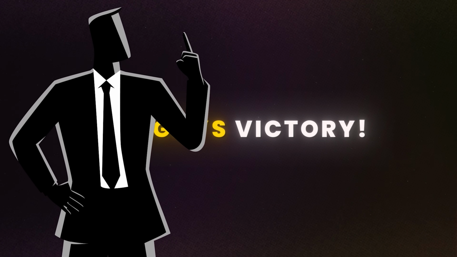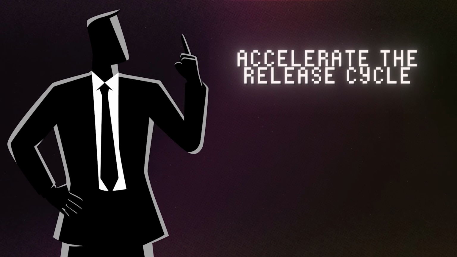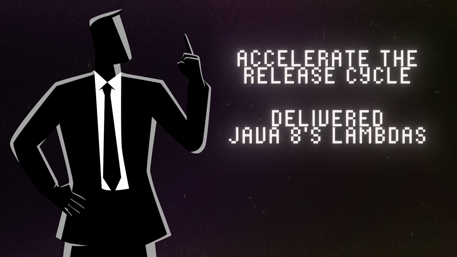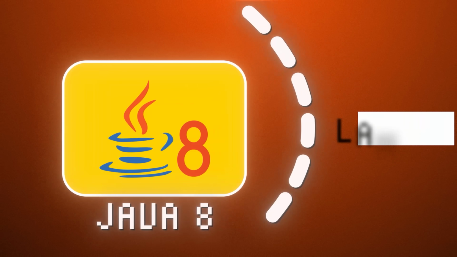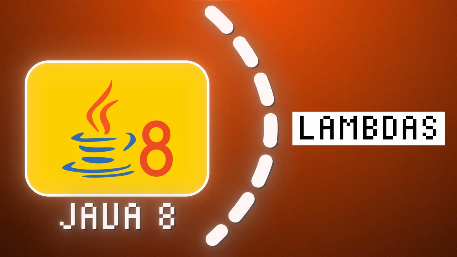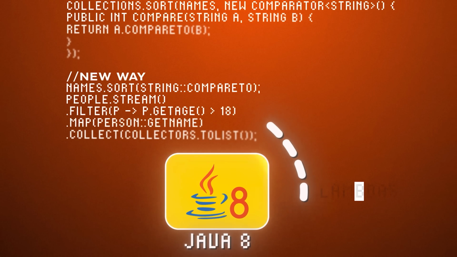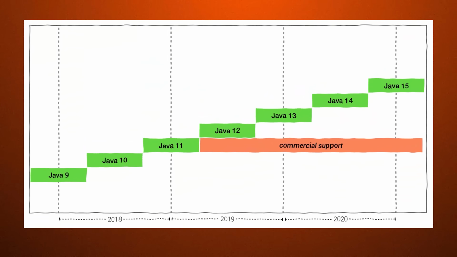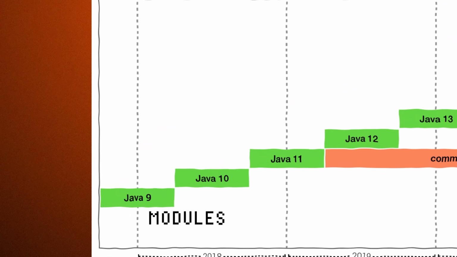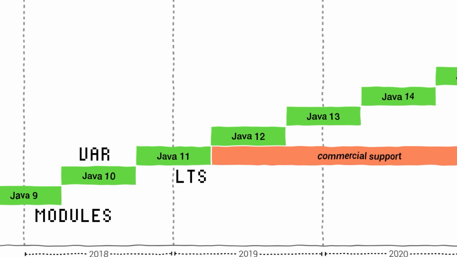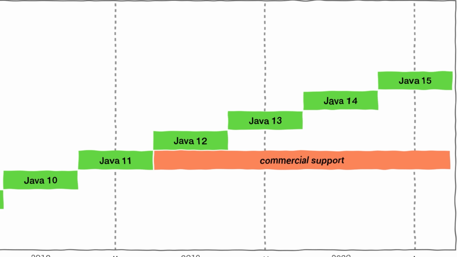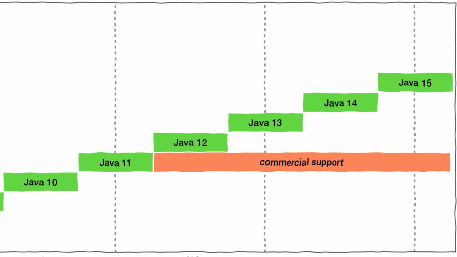But Oracle wasn't just causing controversy. They began to accelerate the release cycle, delivered Java 8's lambdas, and modernized the platform. Java 8 in 2014 changed everything. Lambdas arrived, bringing functional programming to the masses. Suddenly, Java felt modern again. Oracle switched to 6-month releases. Java 9 brought modules. Java 10 added var. Java 11 became the new LTS. Each release brought incremental improvements instead of waiting years for big bangs.